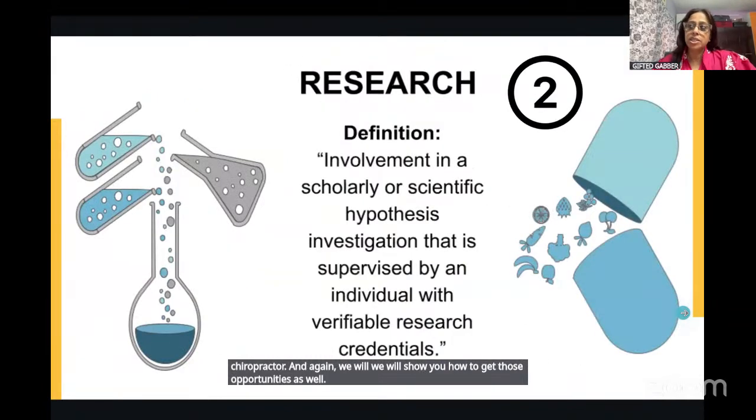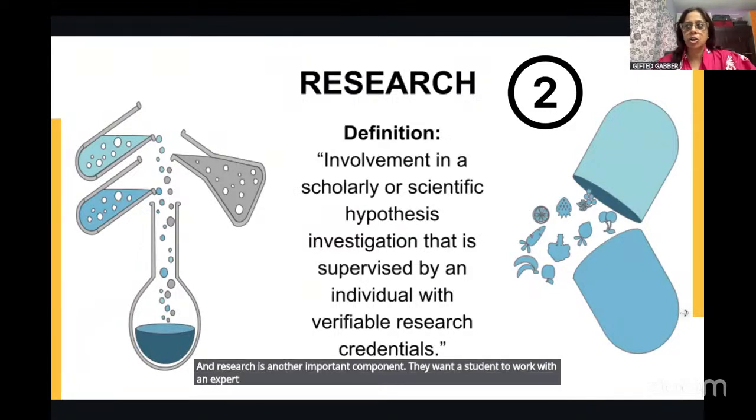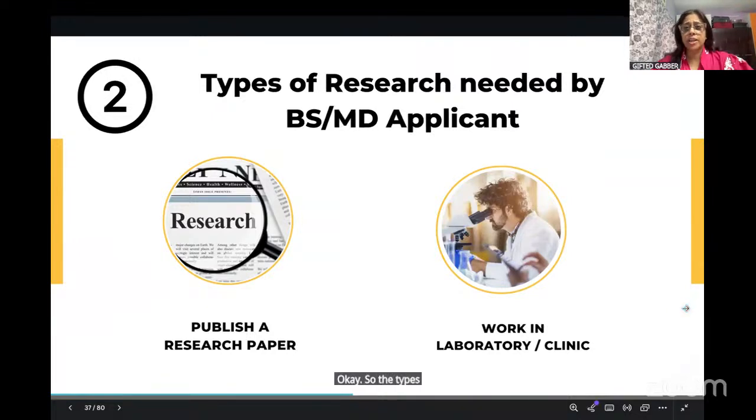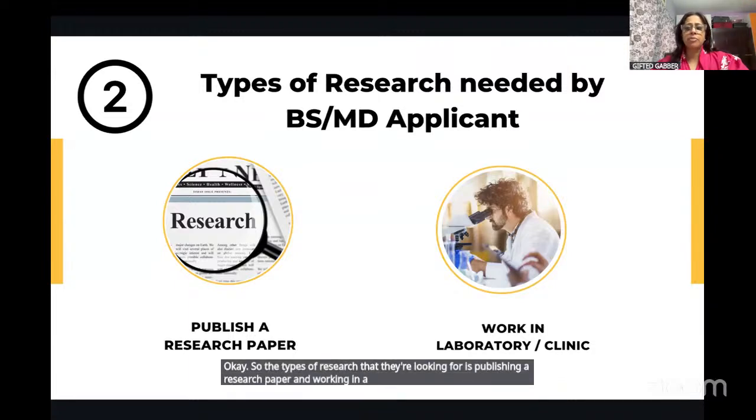Research is another important component. They want a student to work with an expert, preferably a college faculty, and create a hypothesis. The types of research that they're looking for are publishing a research paper and working in a laboratory. Working in a laboratory is a bit hard these days after the pandemic. It's extremely hard to get in there because they have a lot of restrictions. But publishing a research paper is more accessible, and that is what we offer.